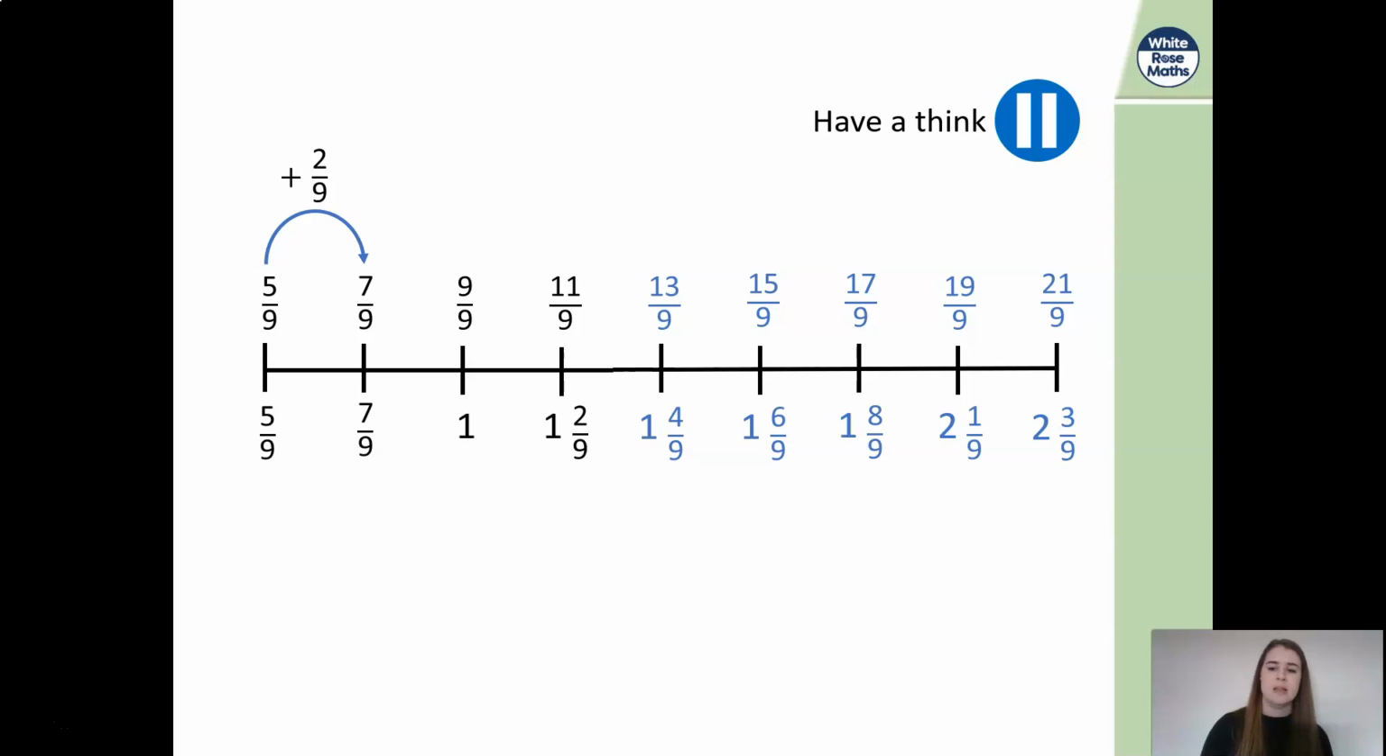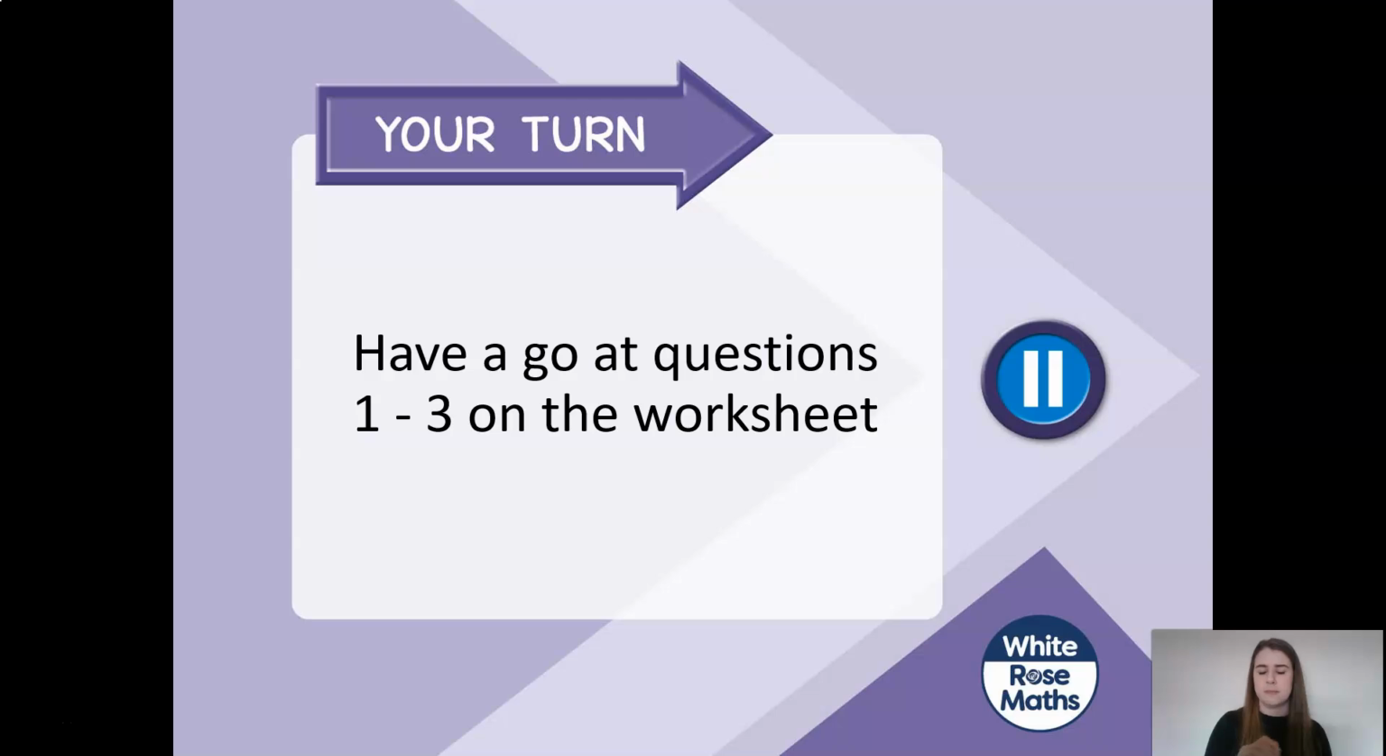Okay. And the easy way to work that out is to do your times tables. So how many 9s are in 19? We've got 9, 18. Well, that's 2. And then I've got 1 left over. So that's 1/9. Okay. So that's going back to what we did yesterday. Okay. So working out and dividing and multiplying those numbers. So now you know how to do that, pause the video and have a go at questions 1 to 3 on your worksheet.